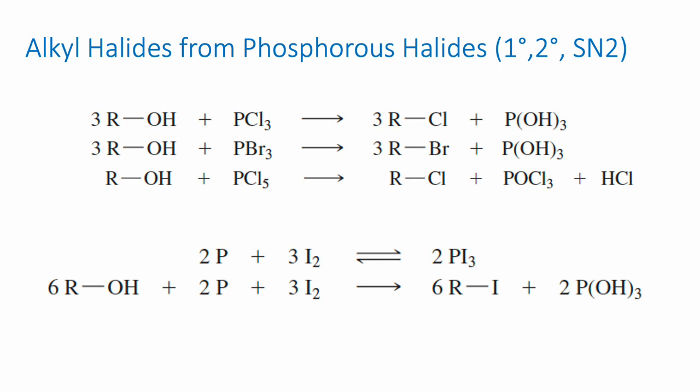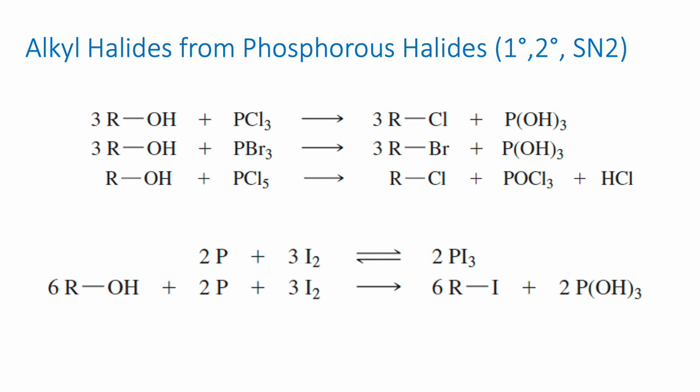So to get an alkyl chloride, we could use an alcohol in HCl. But remember that that reaction doesn't work particularly well. So instead of using HCl, if we use a phosphorus halide, we generally get better yields. So PCl3 or PCl5, these are good reagents to use when we're looking to turn an alcohol into an alkyl chloride. If we're looking to turn an alcohol into an alkyl bromide, then we can use phosphorus bromide, PBr3.